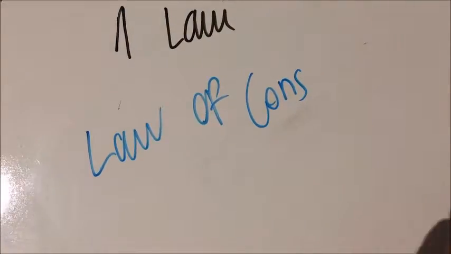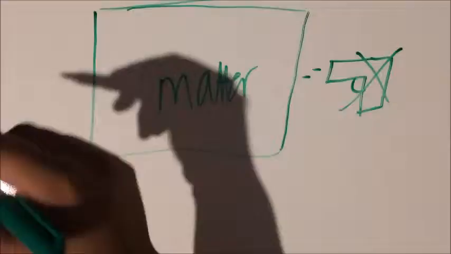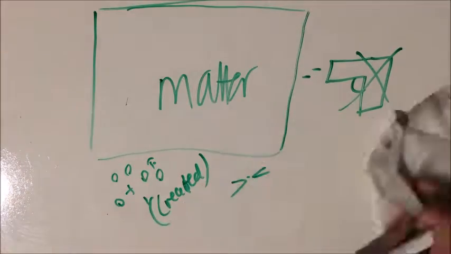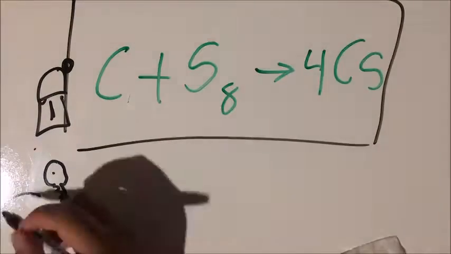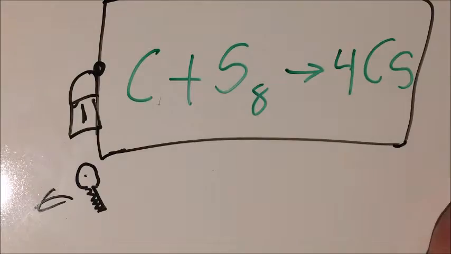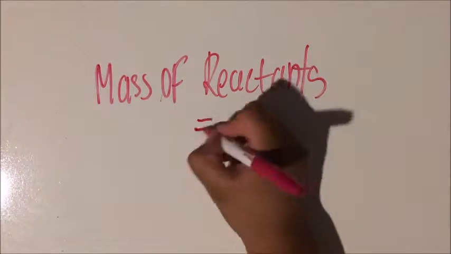Law of conservation of mass. This law states that matter cannot be created or destroyed. In other words, when a chemical reaction occurs, mass cannot be added or taken away before or after a reaction. In equation form, mass of reactants equals the mass of products.